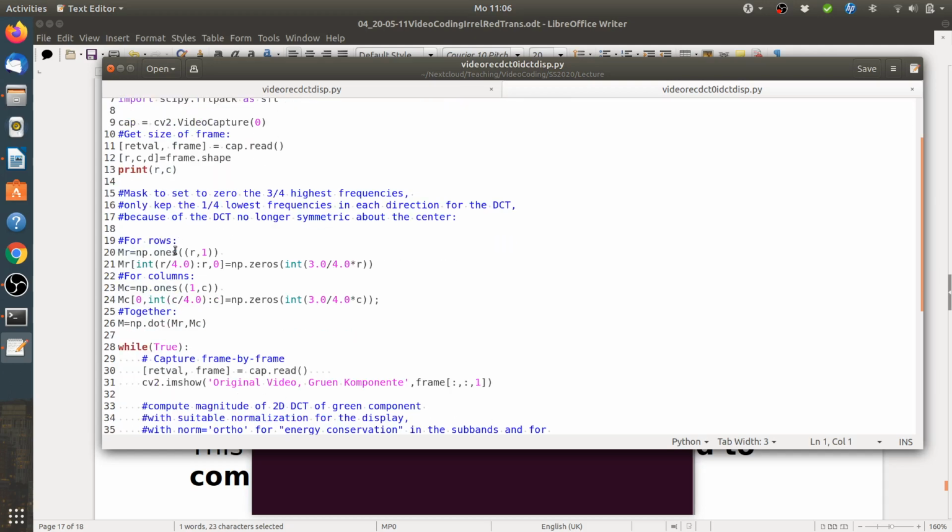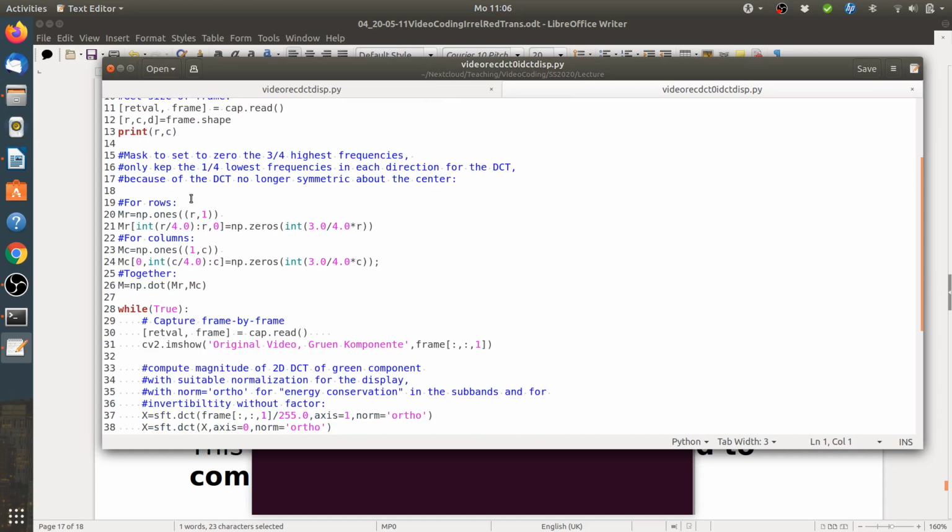Here now we make our mask in the DCT domain, right? We start with all ones for the rows, and then set the high frequencies to 0, and this is now not the middle but the right-hand side, right? So it goes from R over 4 up to R, so it keeps 1/4 of the low frequency coefficients for the rows, and the same for the columns. So the lowest quarter is kept and the rest is set to 0. And here I'm making the two-dimensional mask by applying the matrix product. So this is basically an outer product here.